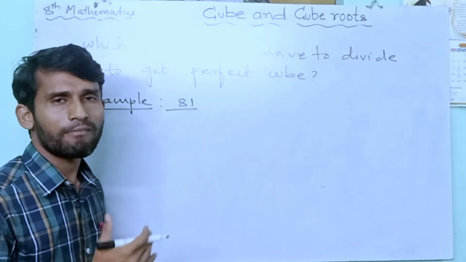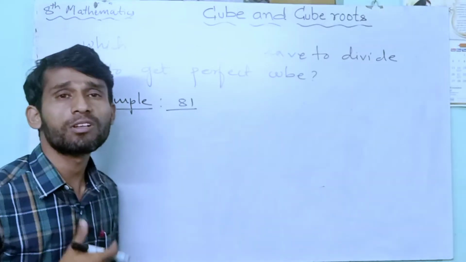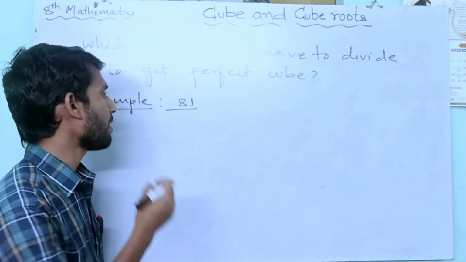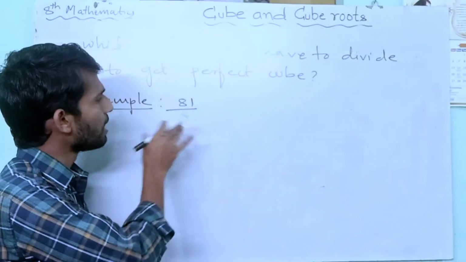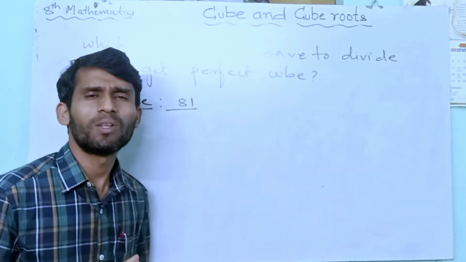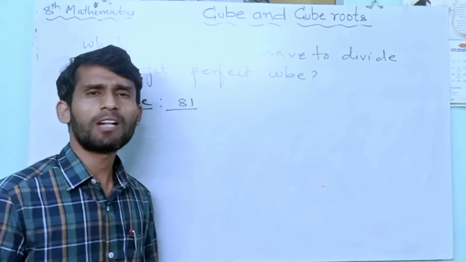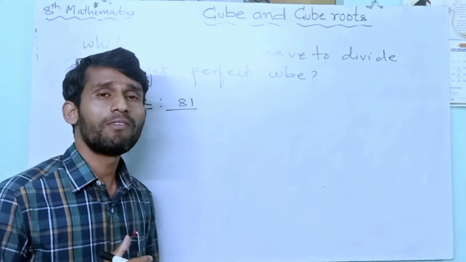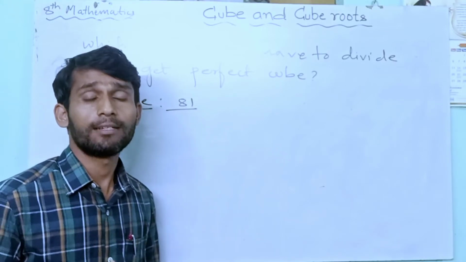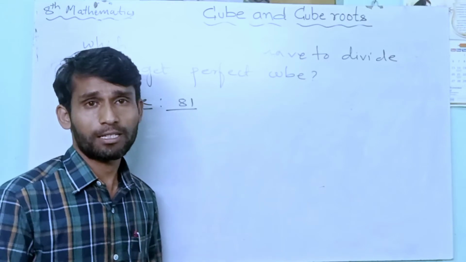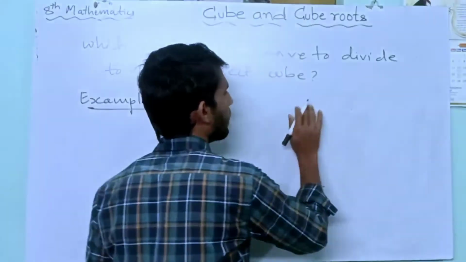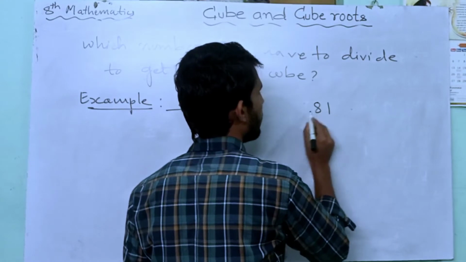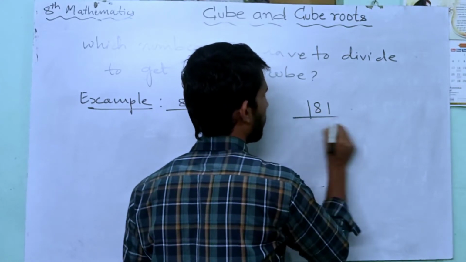Right now I am finding which number we have to divide by to get a perfect cube. Here 81 is given. We know this is not a perfect cube, but we have to find out by which number we have to divide to get a perfect cube. Let us see. I am taking prime factorization.